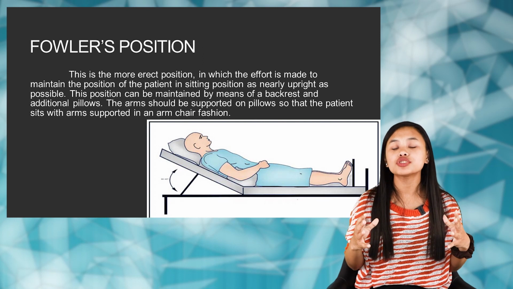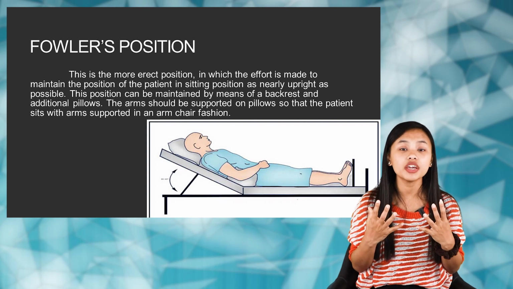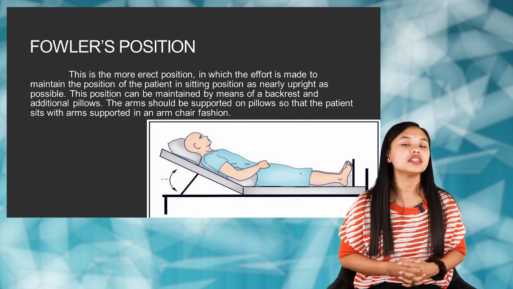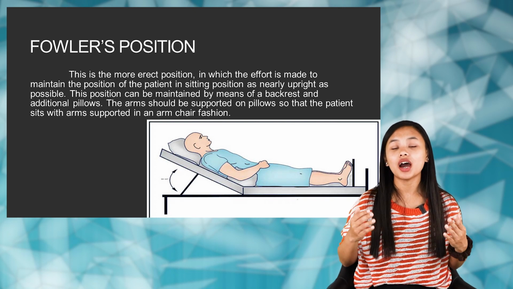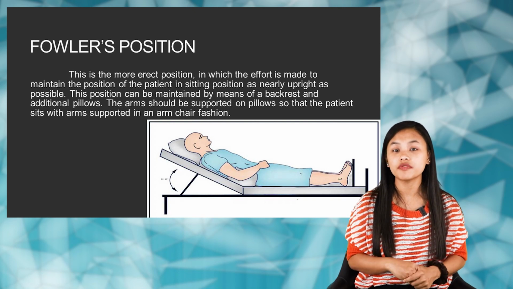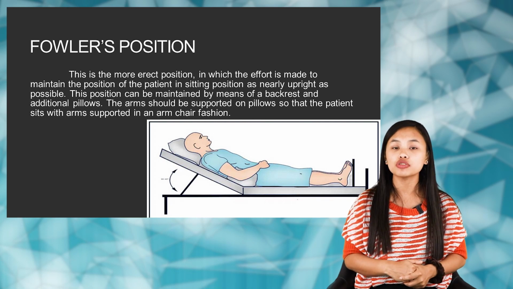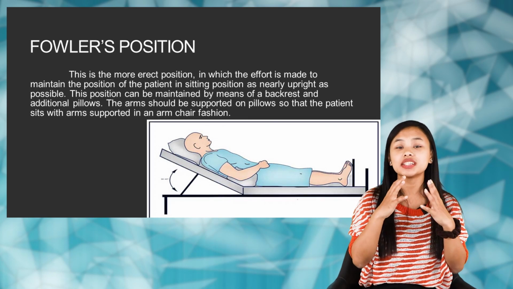And here the arms of the client should also be supported with pillows in order to make sure that the client sits with the arms supported in the armchair fashion. An air cushion can also be provided under the buttocks in order to prevent pressure over the sacrum. And here the knees may also be raised over the pillow in order to prevent the client from slipping.